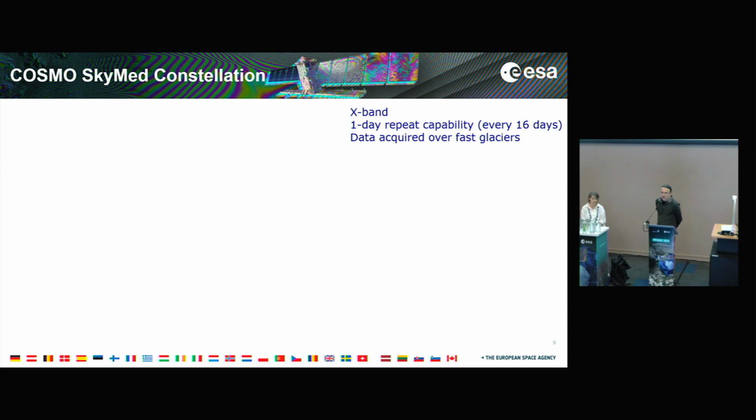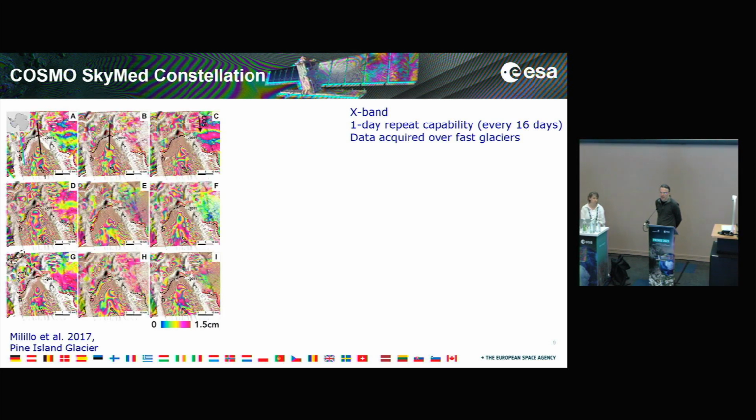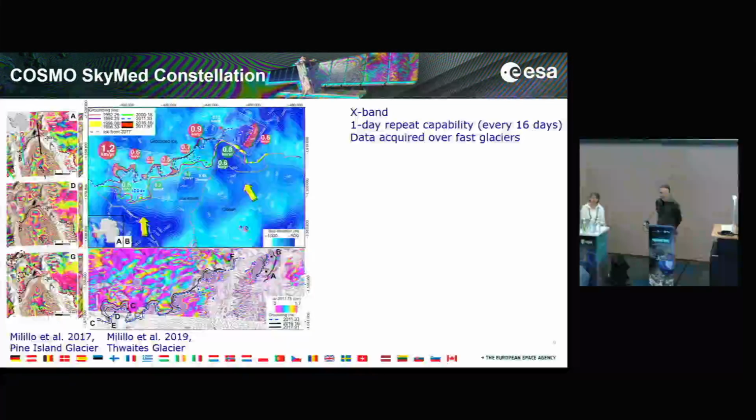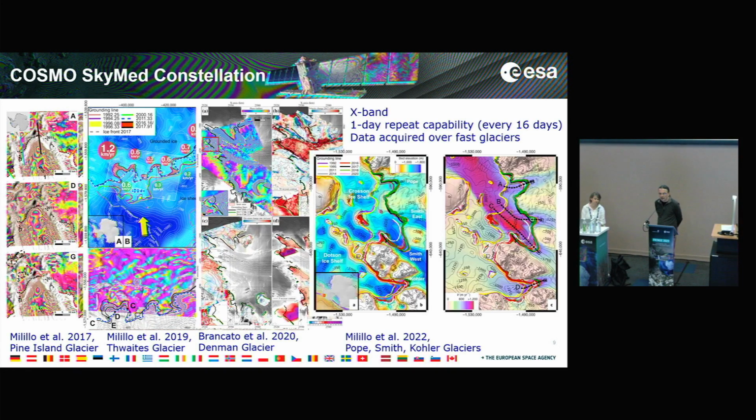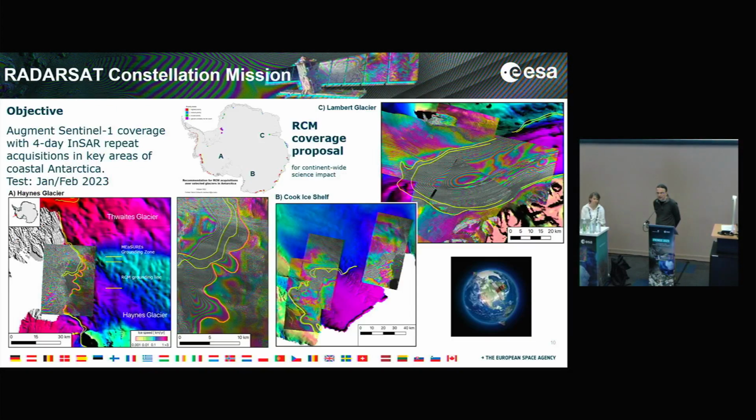So one aspect to measure grounding lines for fast glaciers is to use short repeat X-band data, and our colleague Pietro Milillo has been using COSMO-SkyMed that has that capability about every 16 days and has published a number of papers. Our colleague Virginia Brancato, who is now with JPL, did this for Denman Glacier. And the region that's observed here is one of the more critical regions, so the Amundsen Sea embayment containing Pine Island, Thwaites, as well as Pope, Smith and Kohler glaciers.